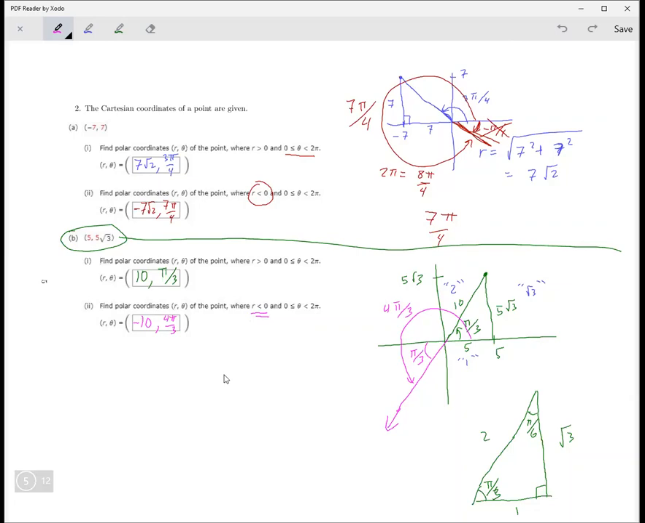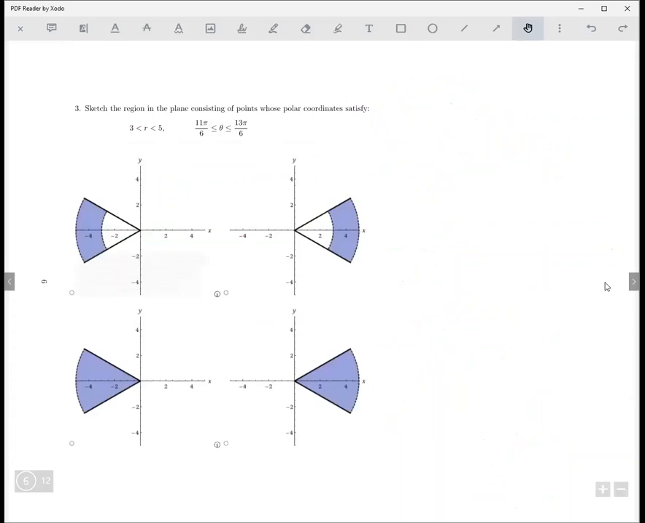Okay, any questions about that? Anything so far? I think you get to go back and review a lot of trigonometry that maybe you've forgotten. So it's nice to be able to go back and remember that.